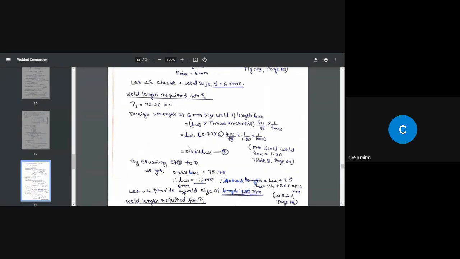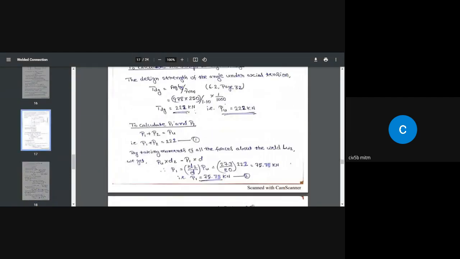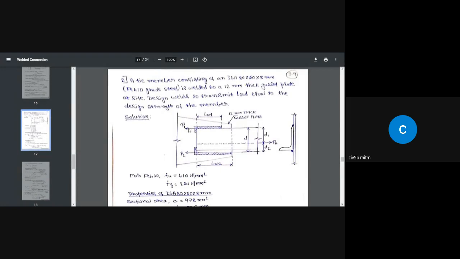the weld of length, effective length LW1. So what I do is I'm going to equate this equation with the P1 value. What is the value of P1? 75.46. What is that P1? That is the force we are trying to transfer. That is the design force we are trying to transfer through this weld to the gusset plate. So this length should be adequate to take care of the P1 value.